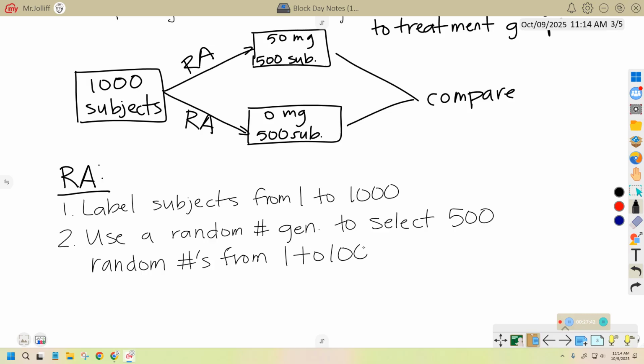Do I want repeats as I'm drawing numbers? No, because I want 500 unique individuals in that first group. So I'm drawing without repeats. So this is without replacement.